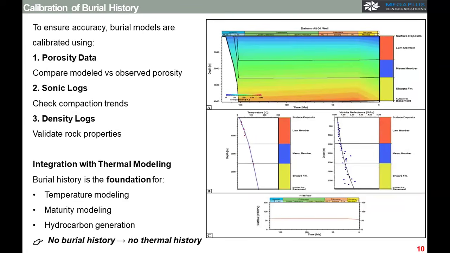The calibration is very important. We can calibrate with the temperature, with the vitrinite, and also with the porosity. It is a very important tool to ensure this model is good. You should use porosity data because the value of the porosity, total porosity exactly, is very, very important in building your compaction trend. Because here you can detect the pore pressure, hydrostatic, and overburden.